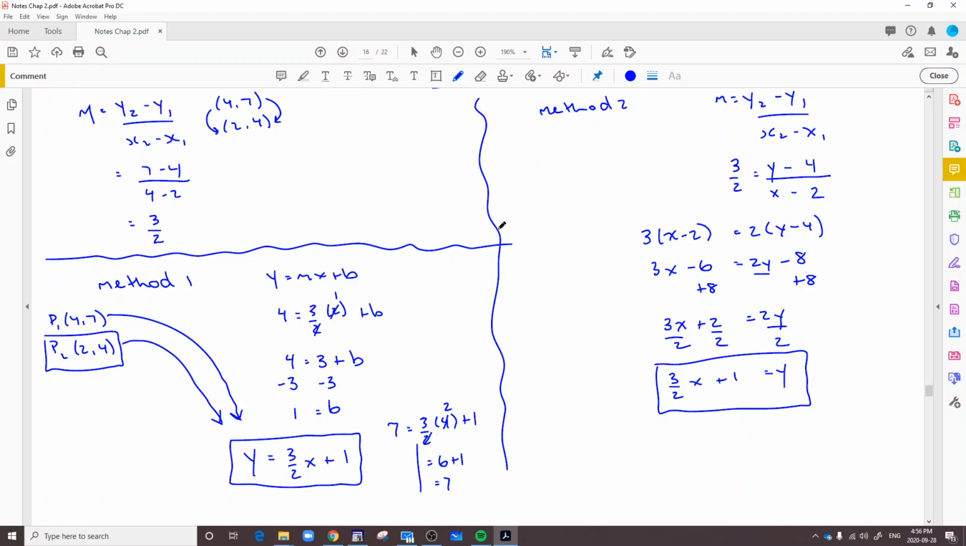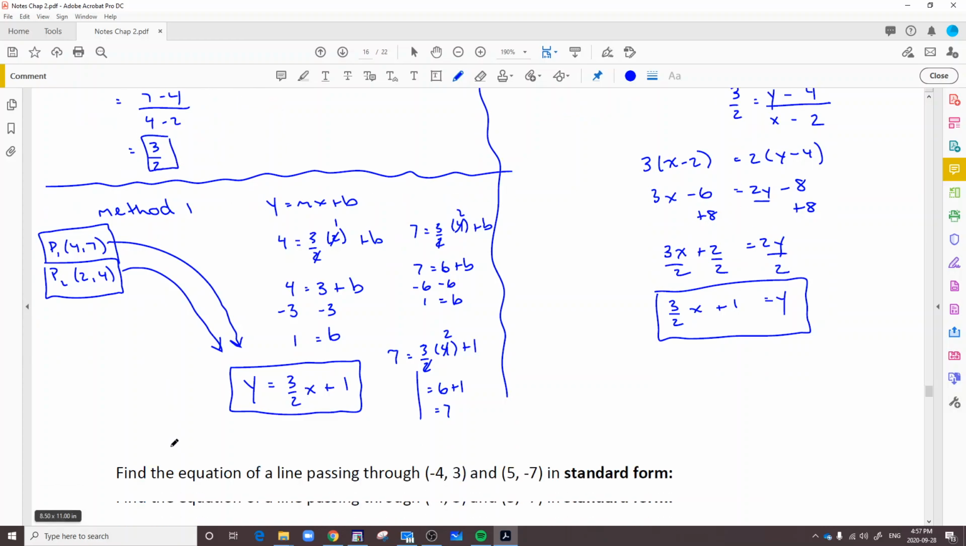So for example, if I just went through this one and I said, hey, I'm going to use 7 and I'm going to use 4 for my x. 4 divided by 2 is 2. I get 7 equals 6 plus b. I still get b is 1. It does not matter which point you use because both of these points are on your line. They both give you that same slope.